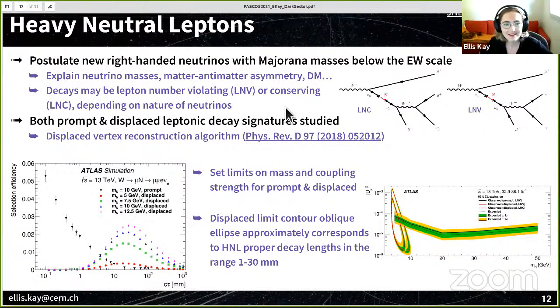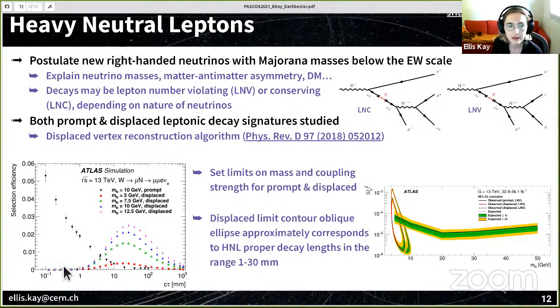So we've talked about vectors and pseudoscalars. This time is a new fermion analysis, so it's looking for a new right-handed neutrino, which is quite sought after. It could explain the neutrino masses and other outstanding questions. It looks at different decays, which could be lepton number conserving or violating. So the final state signature is 3 leptons, either of the same flavor or 2 of the same flavor and 1 different. And they look at the prompt and displaced regimes.